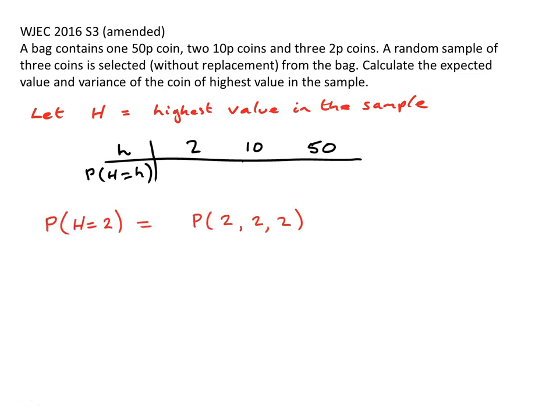The probability that the highest value coin is worth 2p is the probability that the first coin we choose is 2p, the second coin we choose is 2p, and the third coin is also 2p. The probability the first coin is a 2p is 3 out of 6. The probability that the second coin is a 2p is 2 out of 5. And then the probability that the third coin is also a 2p is 1 out of 4. We multiply those together to obtain that the probability that H equals 2 is 1/20.